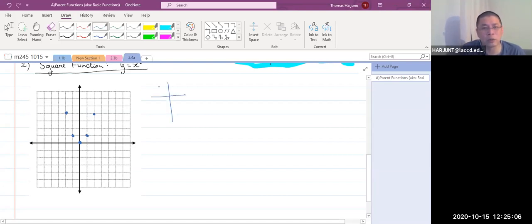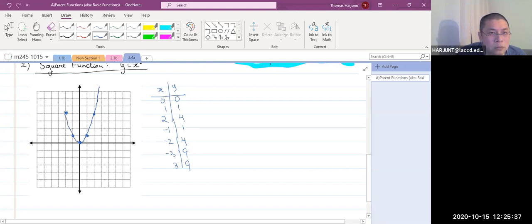You can just create a table. When x equals 0, y is 0. When x equals 1, y is 1. When x equals 2, y is 4. When x is negative 1, y is 1. When x is negative 2, y is 4. And you can go on: negative 3 gives you 9, and 3 also gives you 9. So in the long run, when you sketch this, the graph looks like this. Okay, that's what the graph looks like.